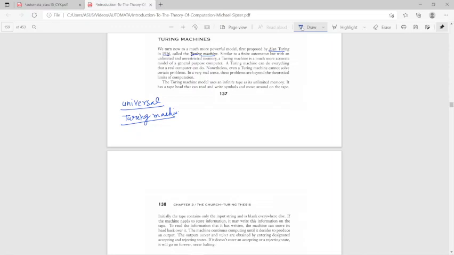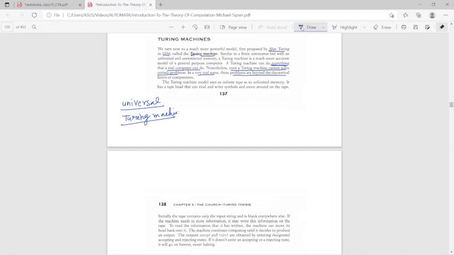And of course, a Turing machine can do everything a real computer can do, right? Even so, Turing machines cannot solve certain problems, and in a very real sense these problems are beyond the theoretical limits of computation. That means what a Turing machine cannot solve, our general purpose computer cannot solve either, and that is true.